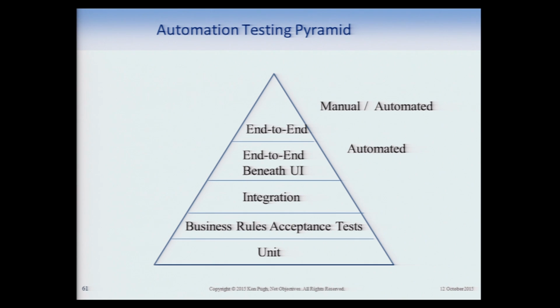So here's our automation pyramid. The more we can automate, the higher we can keep our quality as we add additional functionality. Unit tests are the de facto standard for the developers, but business rule acceptance tests, and as I mentioned, I would say at least 50% of code or more is business rules.